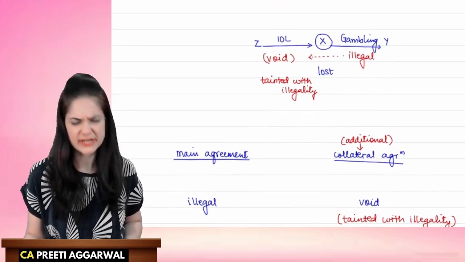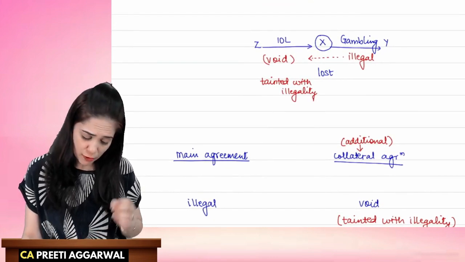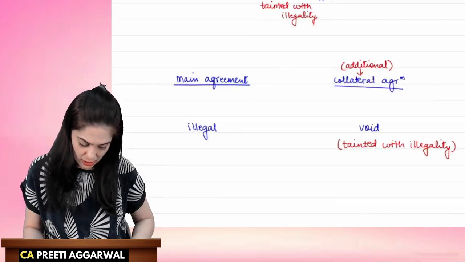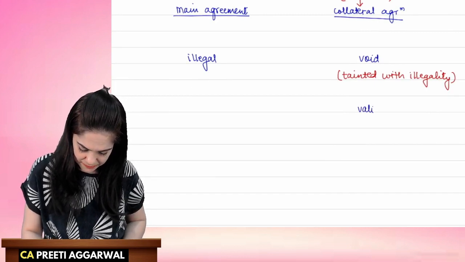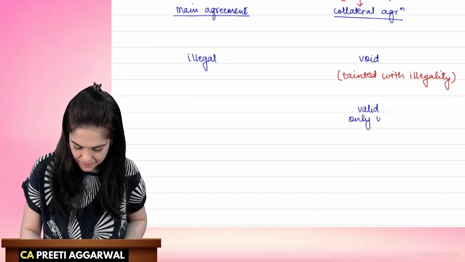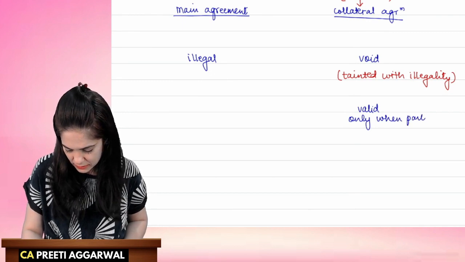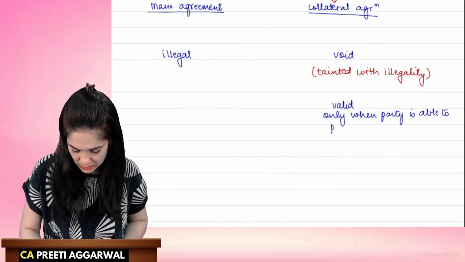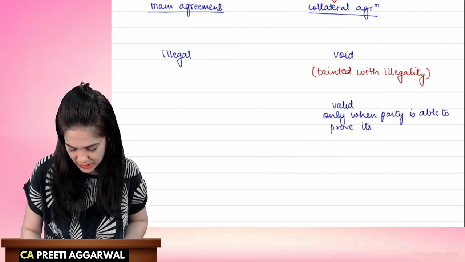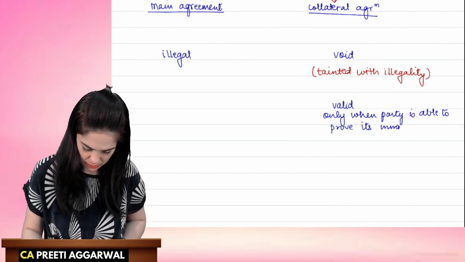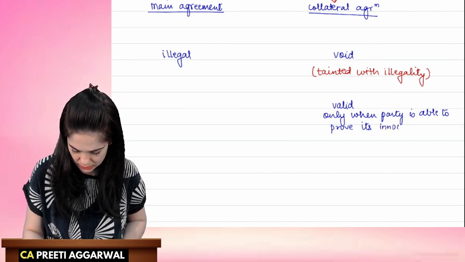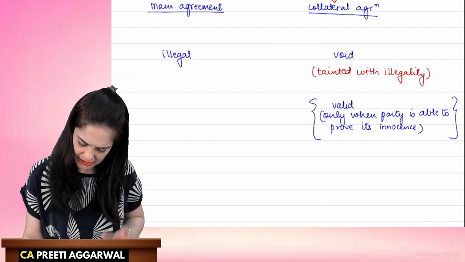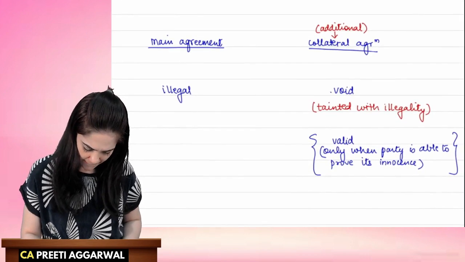But ma'am, what if Z was not aware of the purpose of the loan? What if X had lied to him? Then the contract will be valid, but you have to prove it. So here it will be valid only when the party is able to prove its innocence. If you have any doubt whether it will be valid, yes, only when the party is able to prove its innocence.